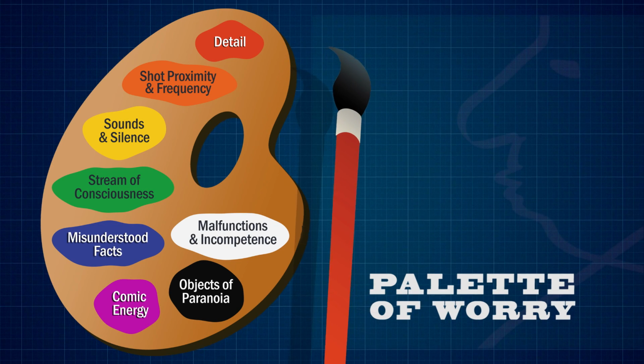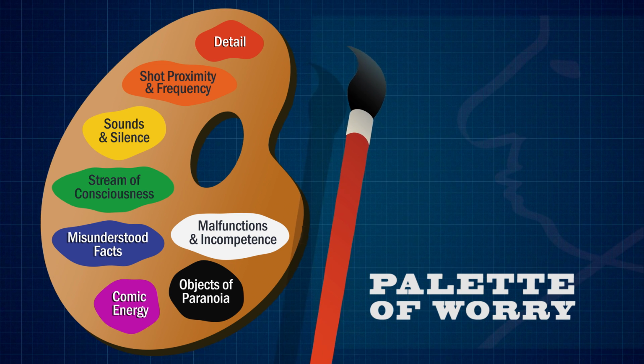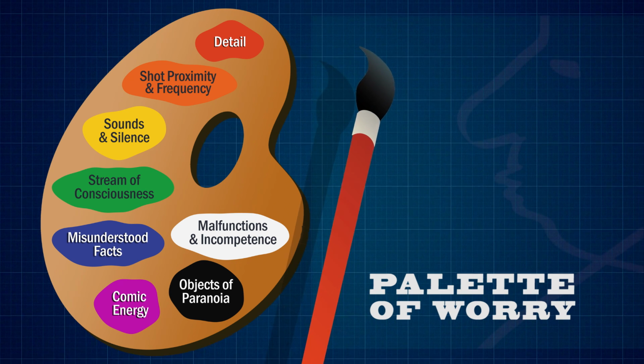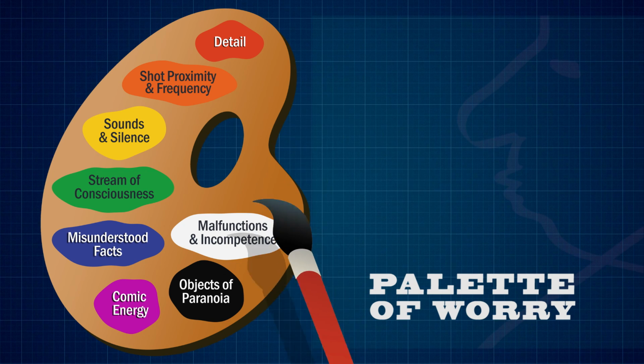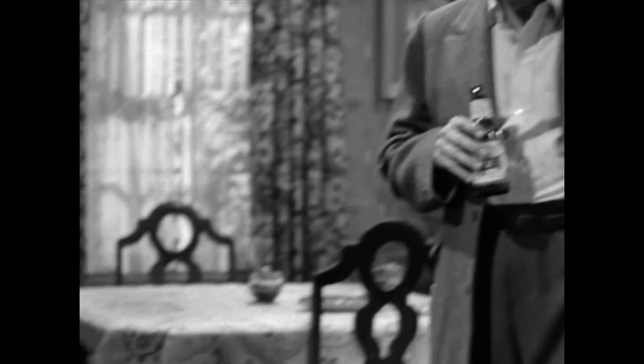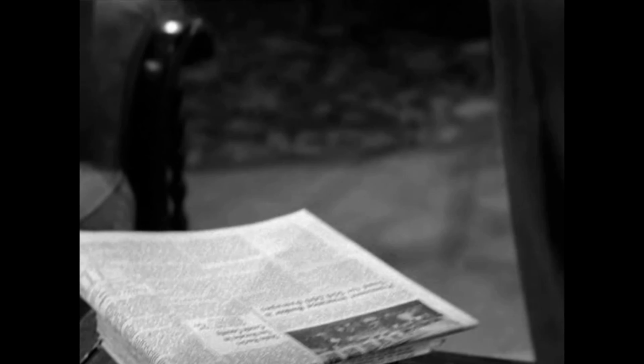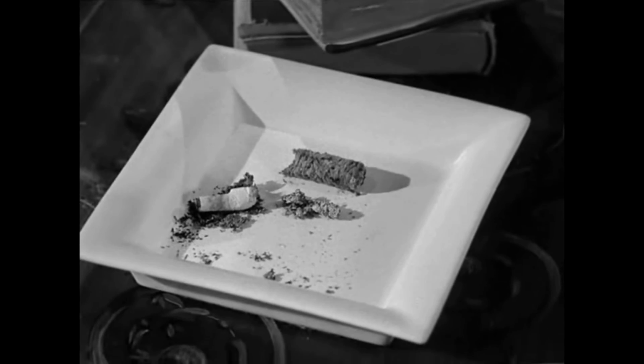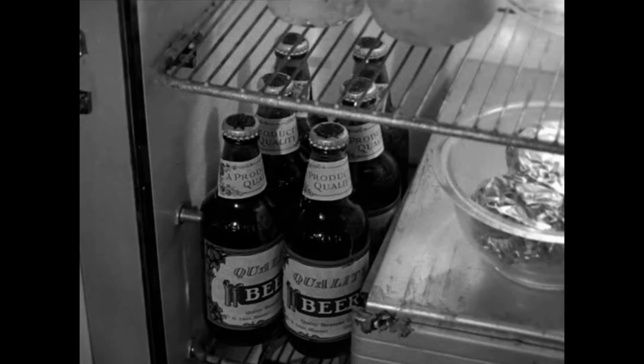Out of all the elements from the palette of worry, two are the most unique to Hitchcock. Firstly, objects of paranoia. These are used to trigger anxiety in the protagonist. Paul sees the ashtrays have been used, the missing bottles of beer in the fridge, both adding to his paranoia.